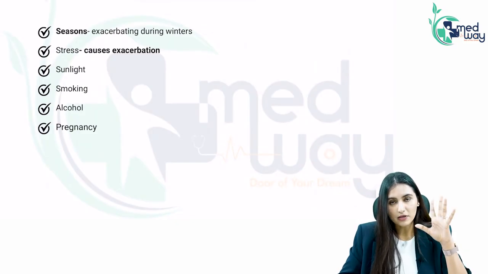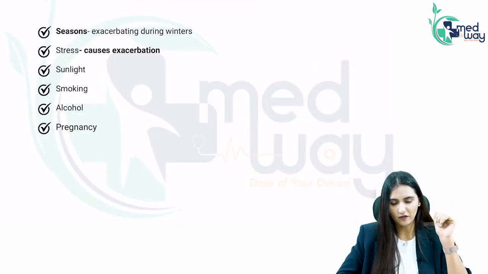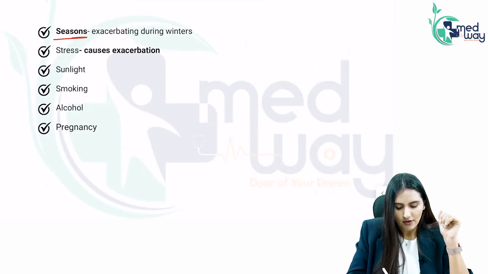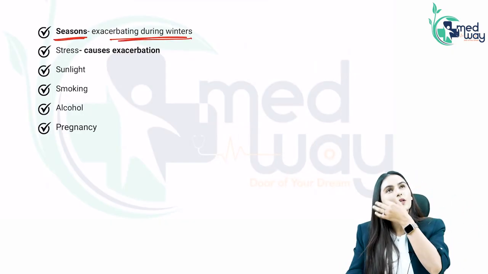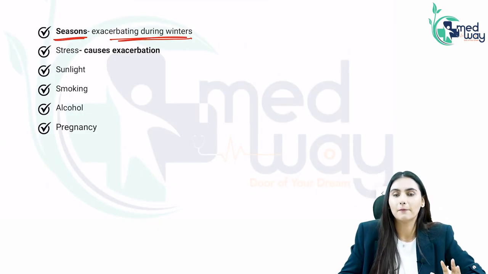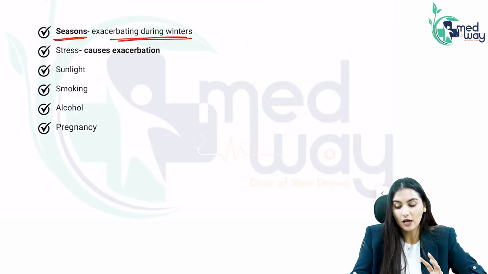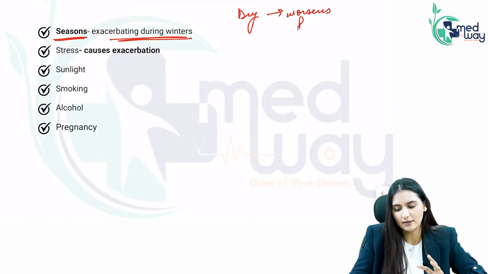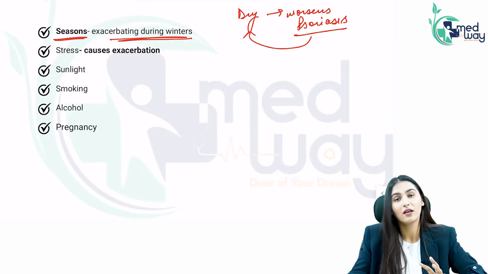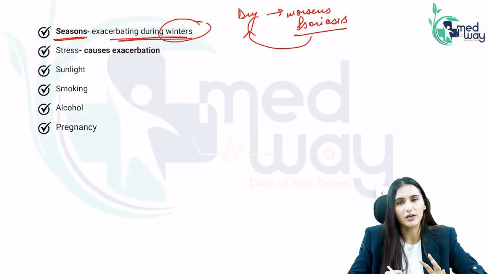Now, I spoke about certain seasonal and environmental factors. Seasons, we have already discussed that it worsens during winters. Why? Because in winters your skin becomes very dry. And psoriasis and dry skin just don't go well together. If you have dry skin, it will worsen psoriasis, and psoriasis worsens dry skin. So these people don't like winters.